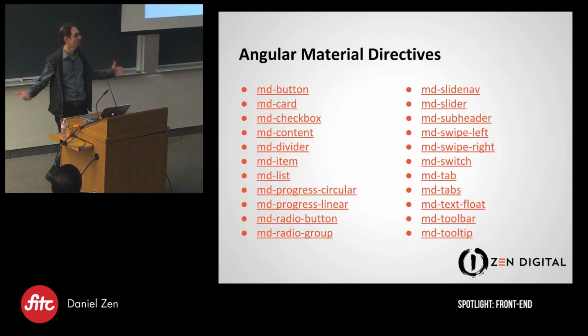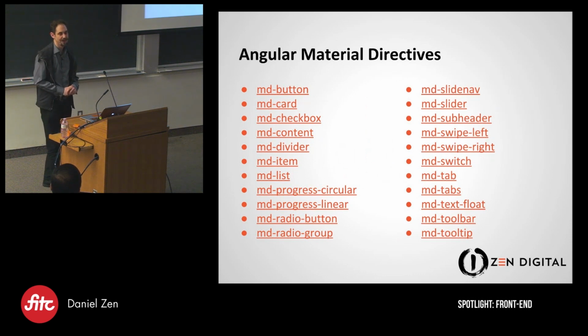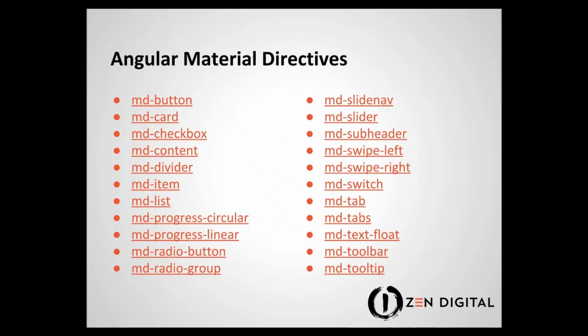Okay, so now we're going back to Angular material directives. This is how to use material design within Angular. So if you don't have an Angular background, this is not going to be as useful. Basically, these are the directives available. So you can have a material design button, a material design card, checkbox, a content area, divider. You can have an item within a list.